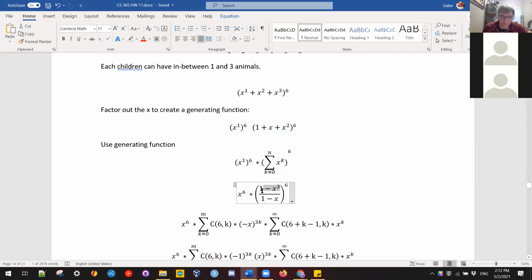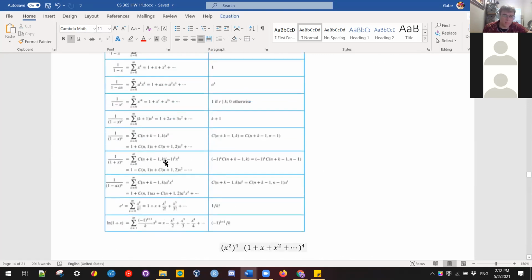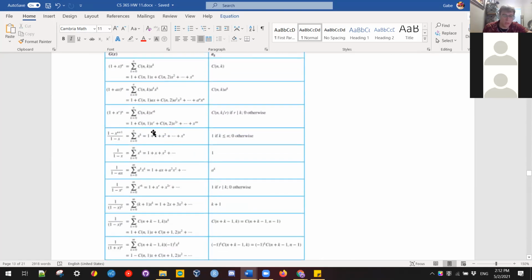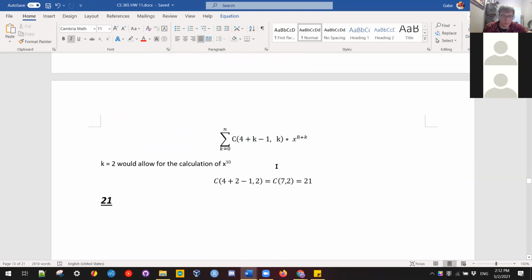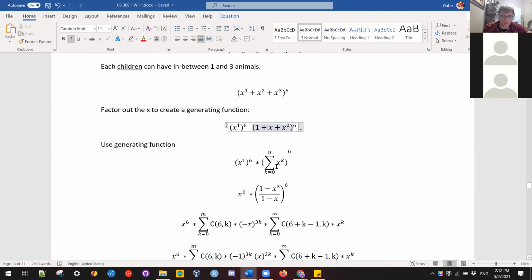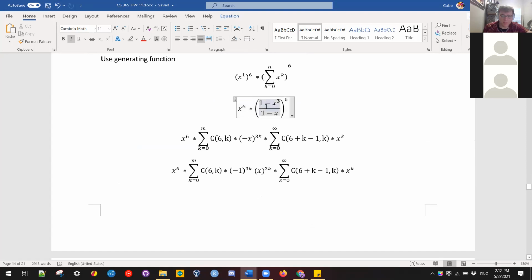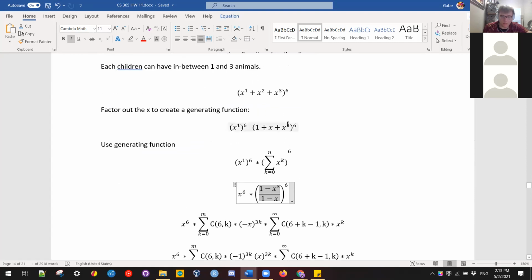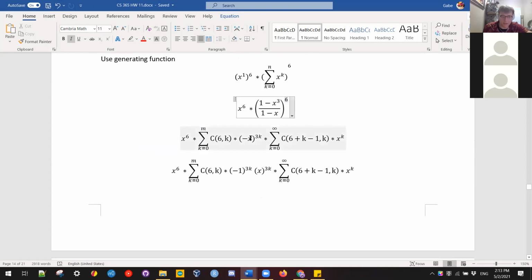Normally we put 1 over 1 minus x, right? Because it's not infinite anymore. So we have to look back at our table and go, okay, 1 plus x to the n, this has an ending. And so then we have 1 minus x to the n plus 1 over 1 minus x. So, sorry for scrolling all around, in this case n is 2, so n plus 1 is 3, and then over 1 minus x. We have to raise that to the 6th, and now we're going to break that up.